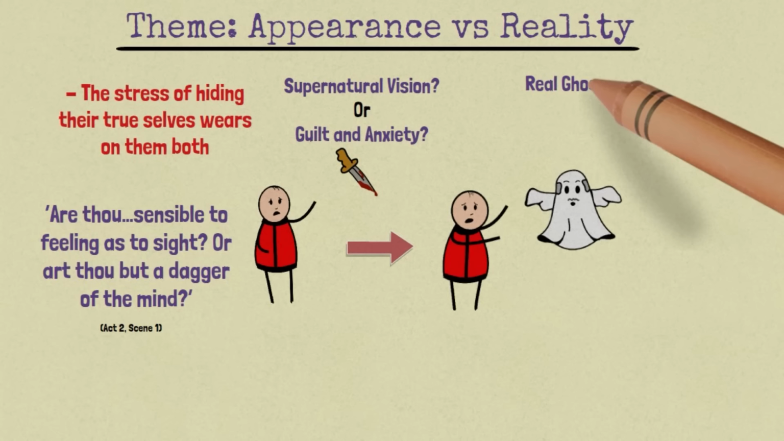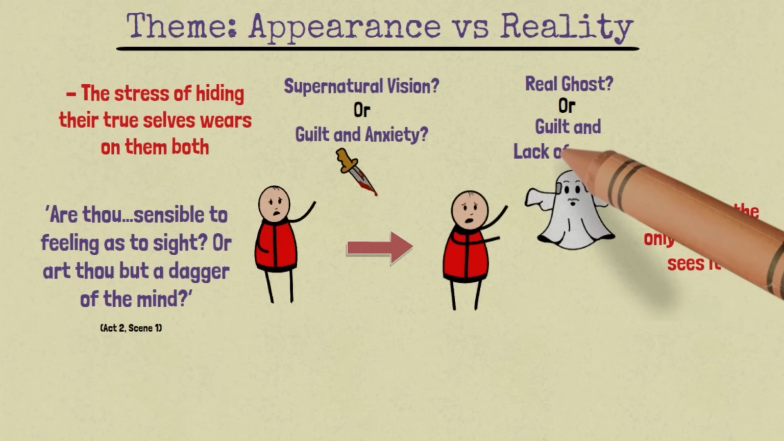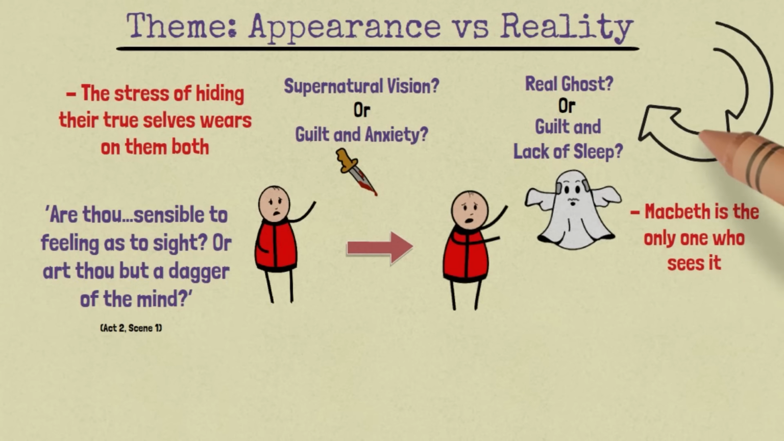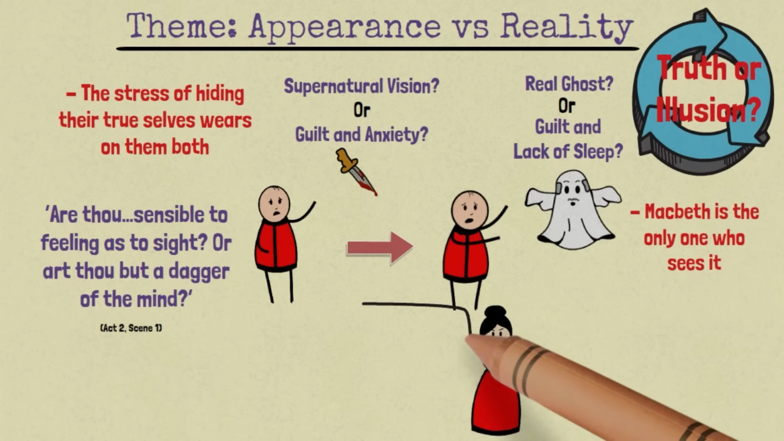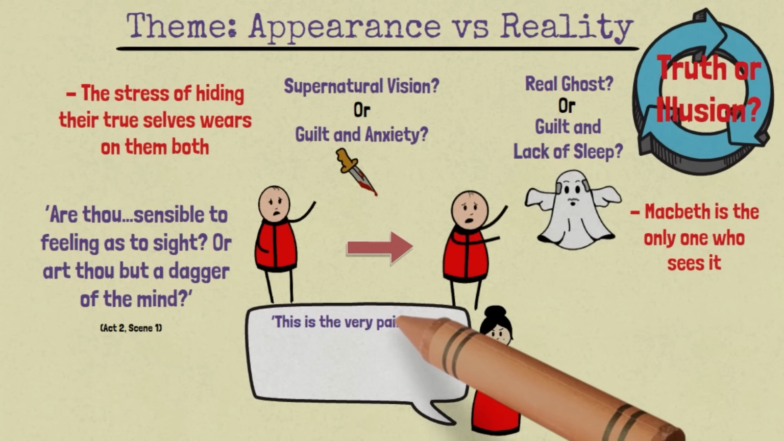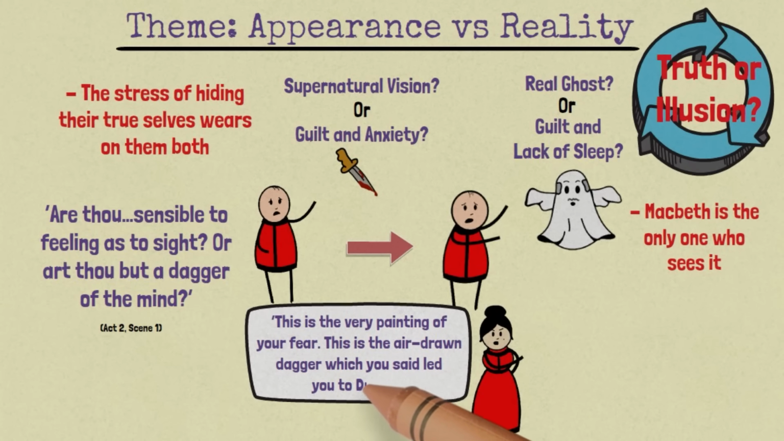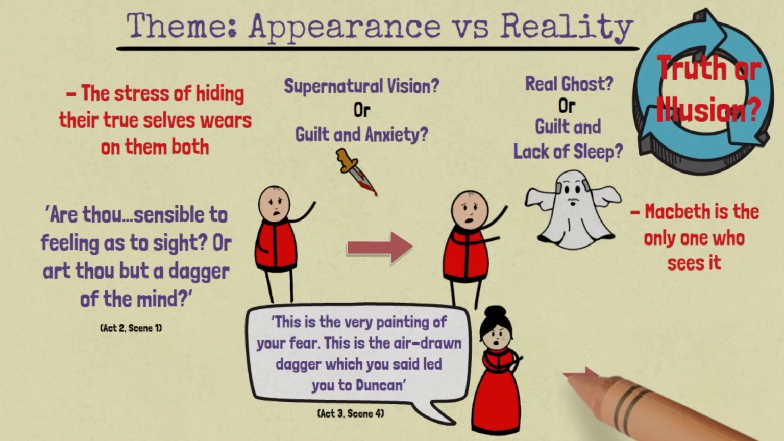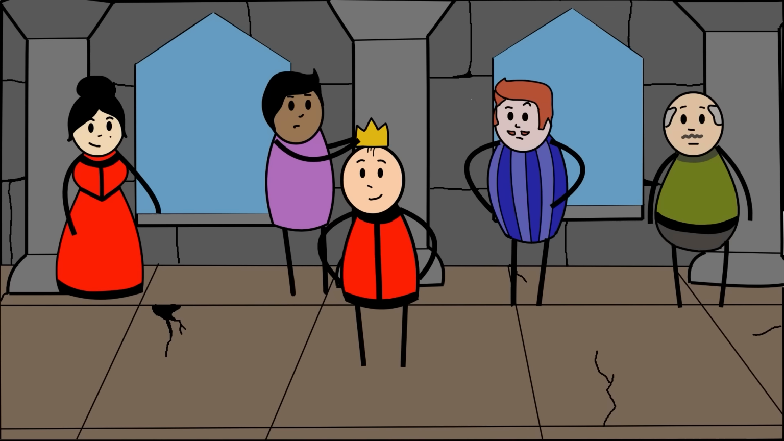While people have different opinions on whether or not his ghost is real, Macbeth is the only one who sees it, so again, it could just be a result of his overwhelming guilt and lack of sleep. His mind can no longer tell the difference between truth and illusion, and his wife scolds him for it, saying, "This is the very painting of your fear. This is the air-drawn dagger which you said led you to Duncan." But ironically, she is the one at the end who is plagued by hallucinations of blood on her hands that can't be washed clean.